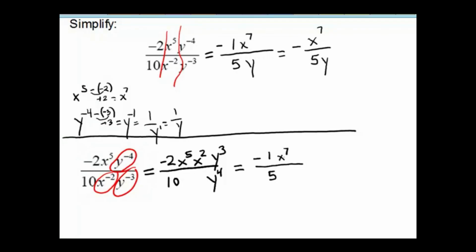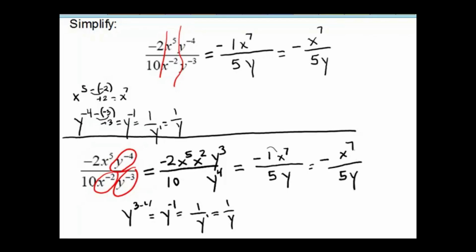So that's x to the 7th. For the y's, you're going to subtract. 3 minus 4 gives us y to the negative 1, which makes it go to the denominator and get a positive, so it will be 1 over y. We already have something on the numerator, so we just have to put the y in the denominator. And then you will want to recognize it without this 1 because you have something else in the numerator. So this is an equivalent answer. And we did get the same answer as we did before.